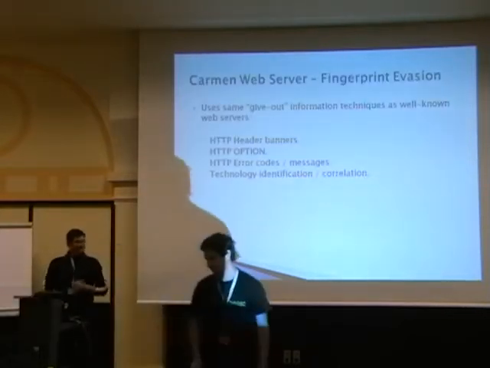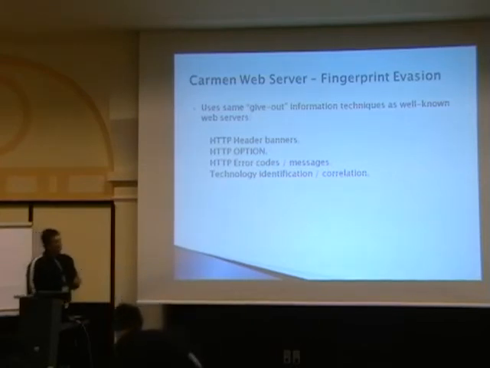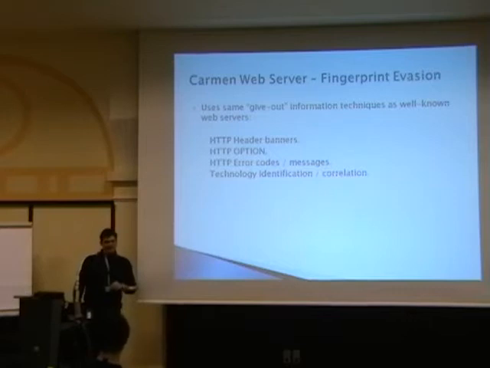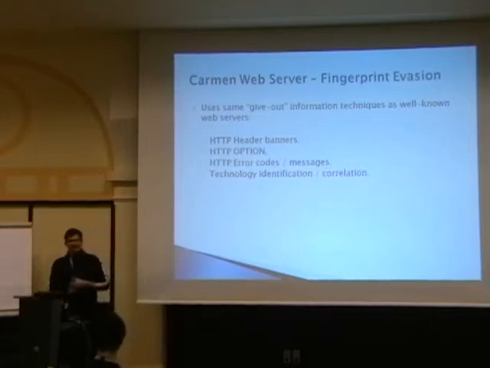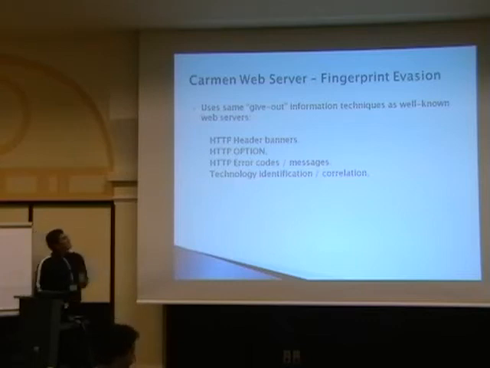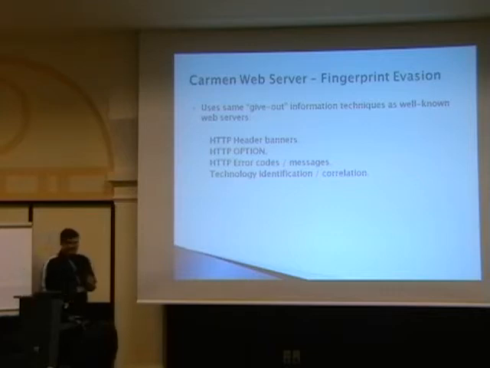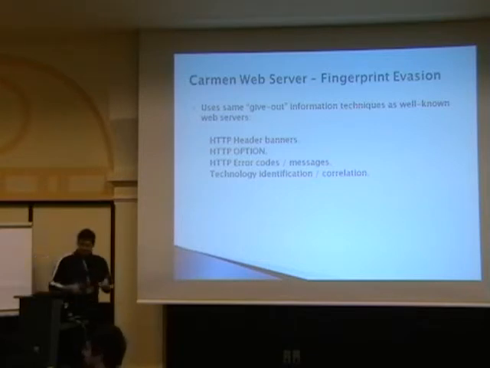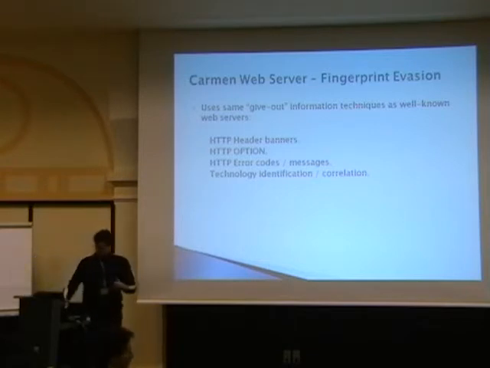So, why do we want to do that? Because we want to perform fingerprint evasion. Carmen gives out the same kind of information that a web server does. So for example, if you set up the server to run like IIS or Apache, it gives you the same HTTP banners. You can define the same options in the HTTP, the same error messages and codes, and technology identification, like CGIs and stuff like that. So that's quite interesting.